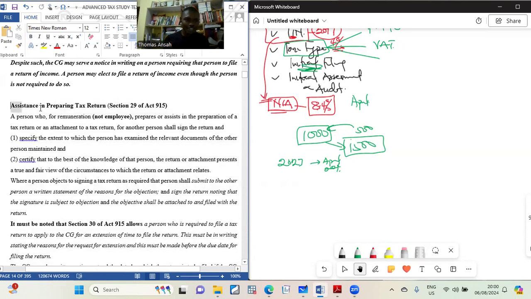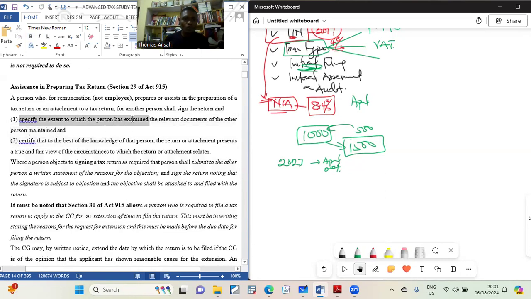So if you are using an assistant, according to section 29, the person doing it for you is not an employee. So in a company, if an employee is doing it, that is not an assistant. When you go outside your office to get somebody to do it for you, that is what we call an assistant. Now, when that person is doing it, the person must specify the extent to which he has examined your document and state that to the best of his knowledge, every information that he has put in there is true and fair. All right. So if somebody is doing it for you, that person must specify.